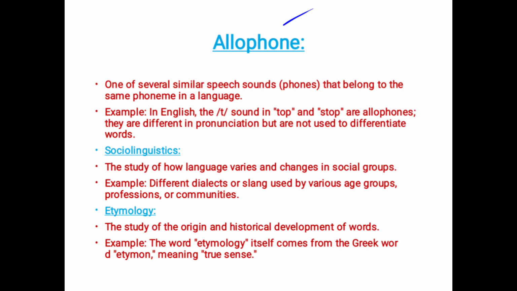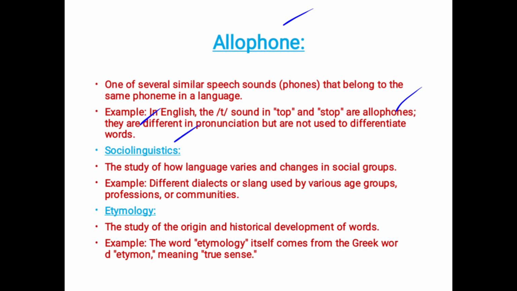Allophone. What is an allophone? One of several similar speech sounds, phonemes that belong to the same phoneme in a language. For example, in English, the t sound in top and stop are allophones. Stop, top. It means it's similar, but these are actually allophones. They are different in pronunciation but are not used to differentiate words.